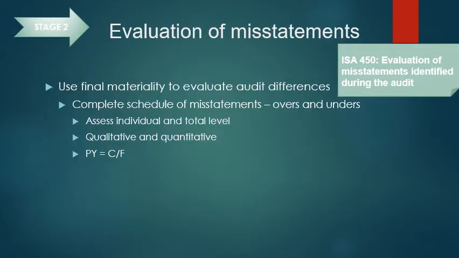You use your final materiality figure to evaluate these audit differences. And this is where you then complete a schedule of misstatements, or as it's also commonly known, a schedule of overs and unders. Each misstatement is assessed individually, and then after having completed your schedule, you have to evaluate the total as well. So assess them individually and assess them at the total level as well.